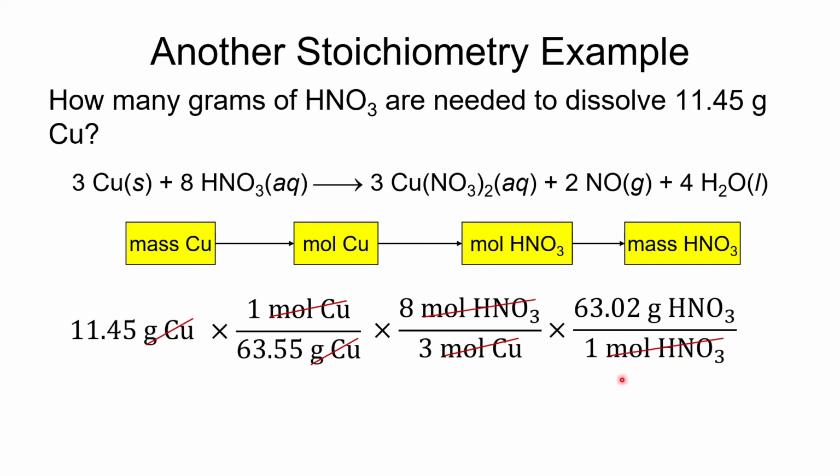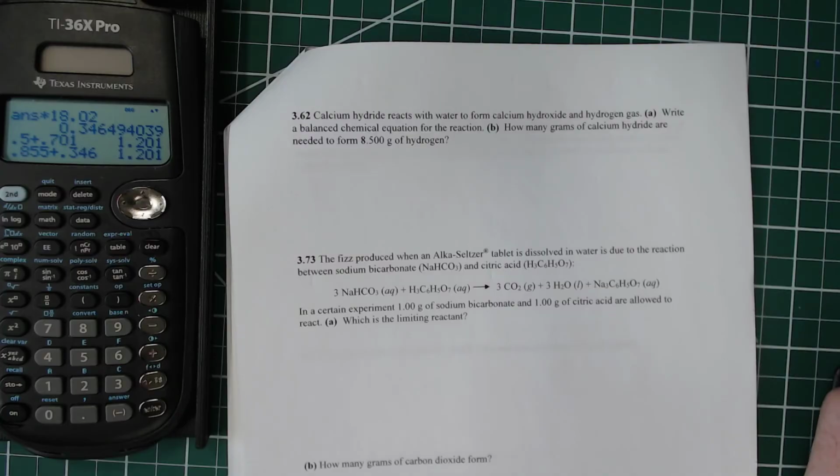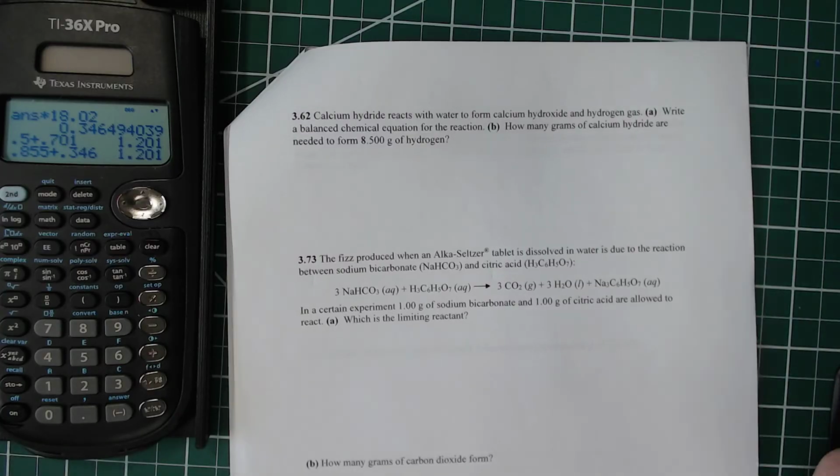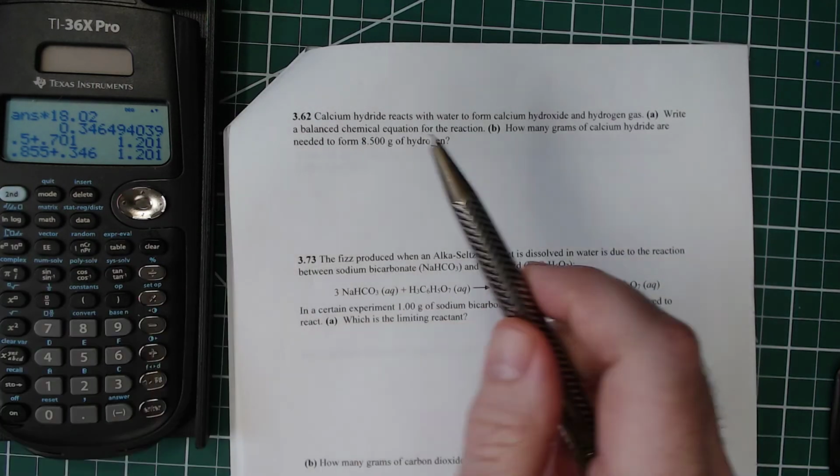All right, and we do dimensional analysis, and we get the mass of nitric acid out to 4 sig figs, just like our starting number. And now we will do number 63. So let's go over to our in-class assignment and look at number 63.